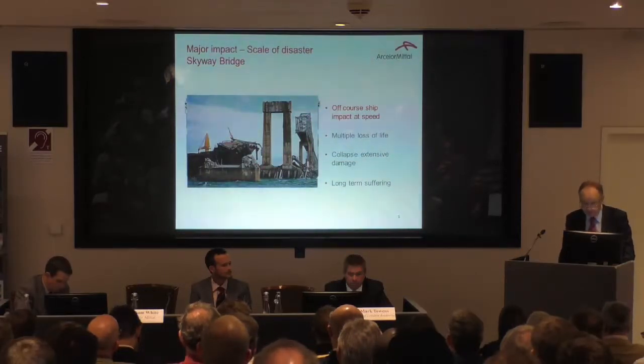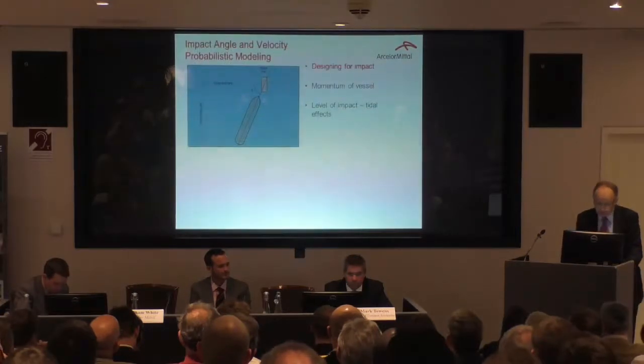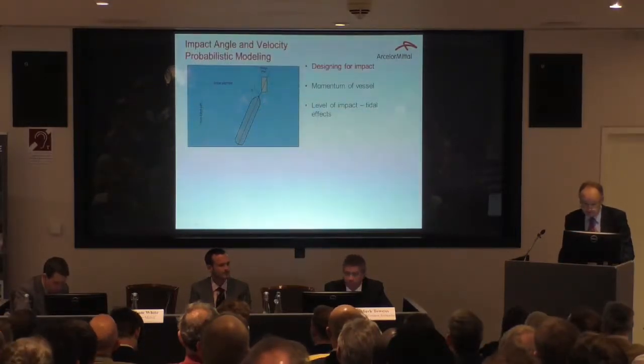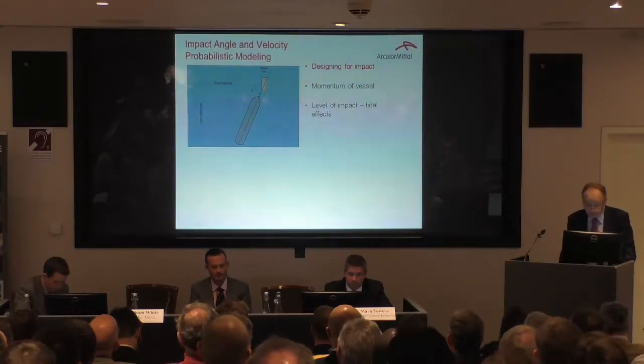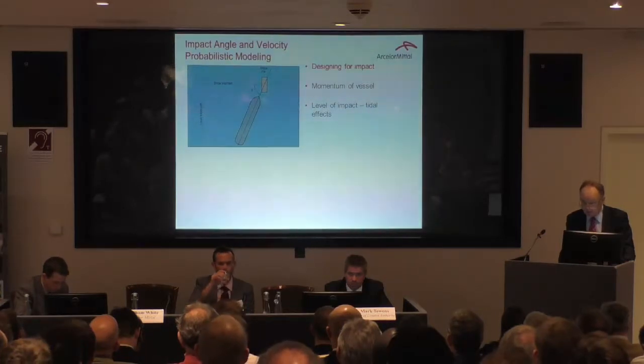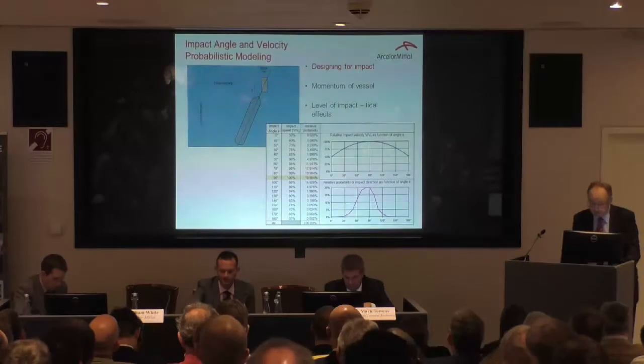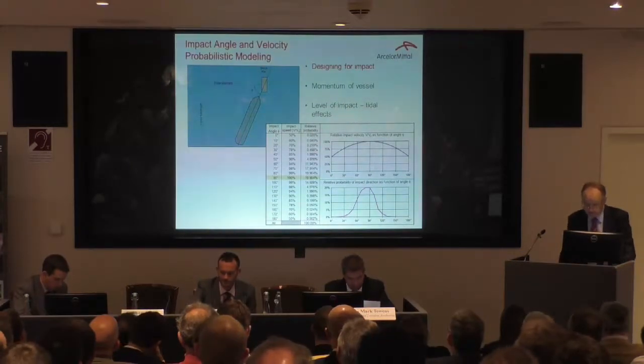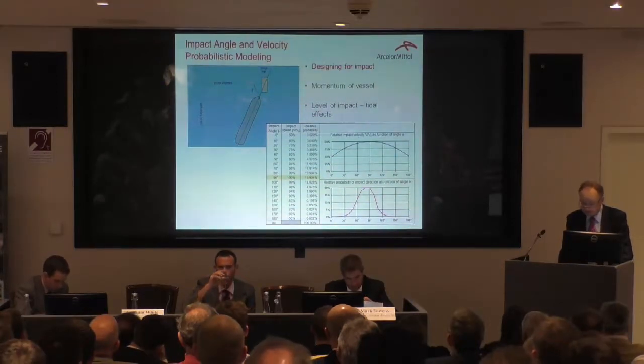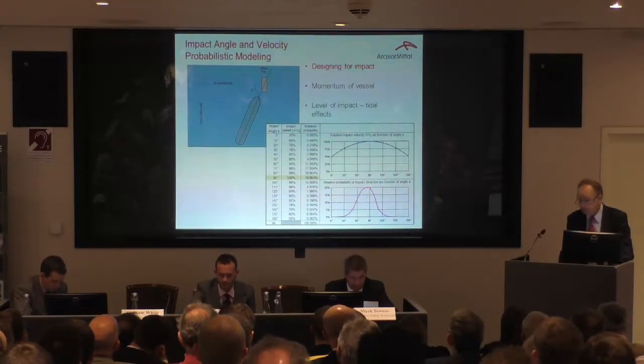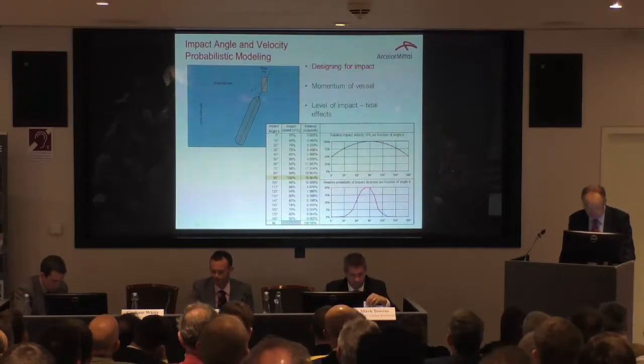So there are lessons to be learned from this unprotected bridge foundation, which means that the designer for protection of bridge piers has to consider probabilistic modelling for the angle of impact, speed and momentum of the vessel, and how it's affected by the angle of approach. So we've seen a bit about statistical modelling, but this is also important for the design of the structure.